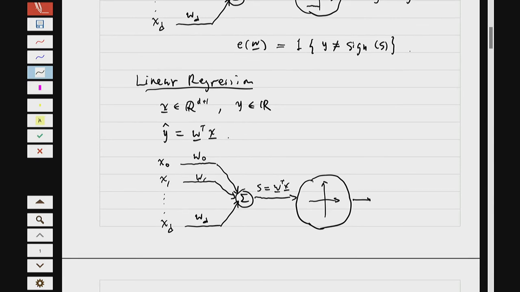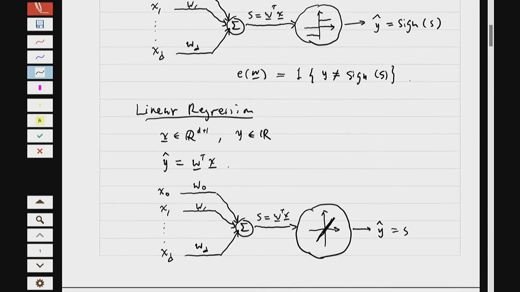The output y hat is simply equal to S, right? So what does that activation function look like? Yeah, x equal to y, so just a diagonal line, that's all. Diagonal line, just like that, going through the origin.